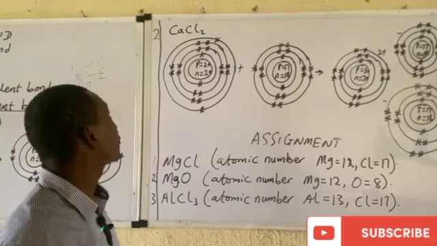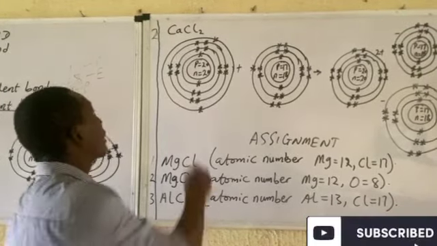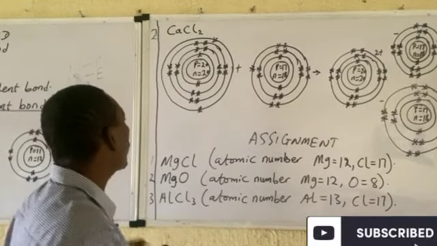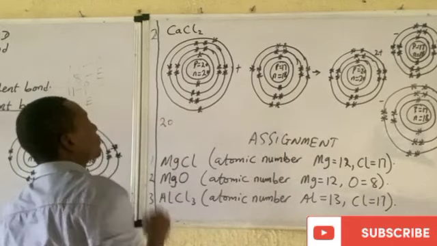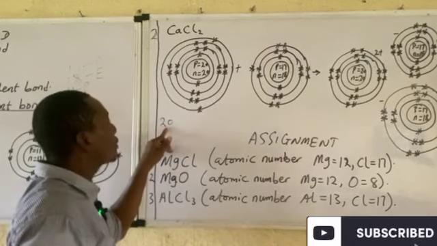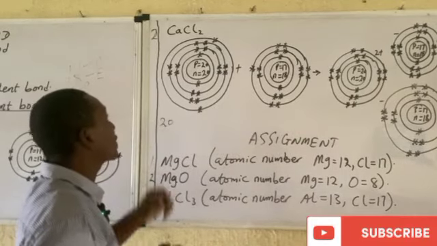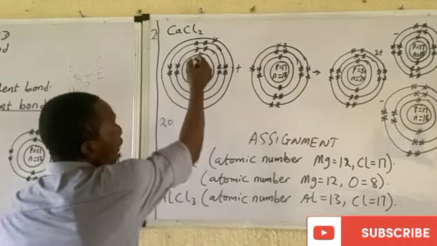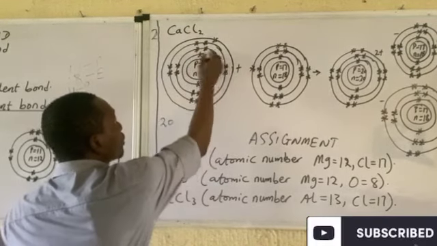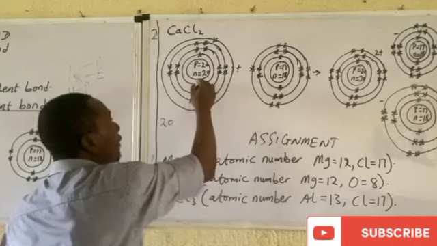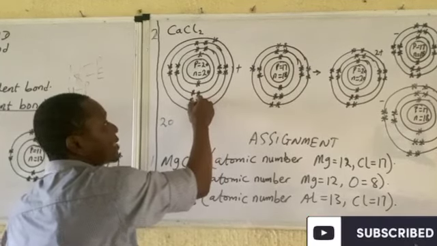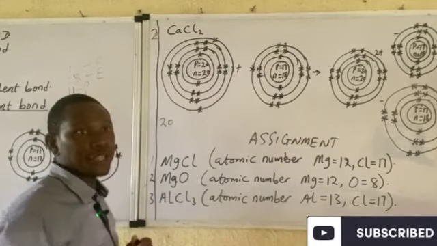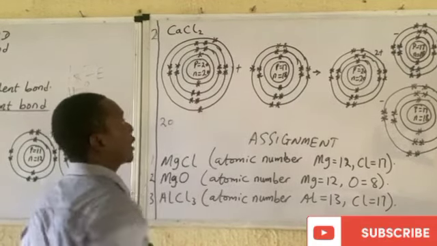So let's take a look at this second compound, calcium chloride. Now, calcium has an atomic number of 20. It means that the number of protons is 20 and the number of electrons is 20. So, as usual, we are going to arrange the electrons in shells. The first shell will take 2, the second will take 8, the third will take 8. So we have 2 plus 8 is 10, plus 8 again is 18. So the remaining 2 electrons will be placed in the last shell. So the last shell actually has 2 electrons.